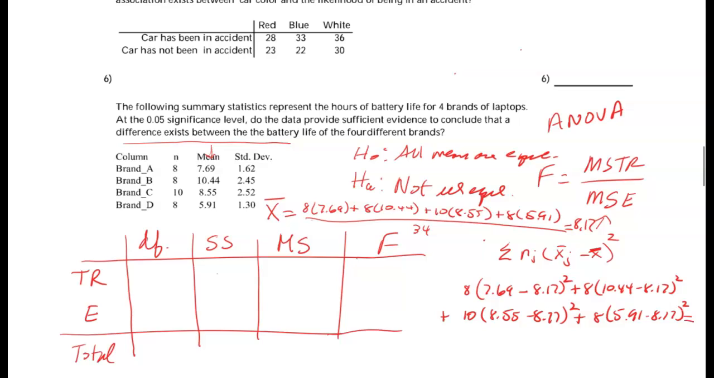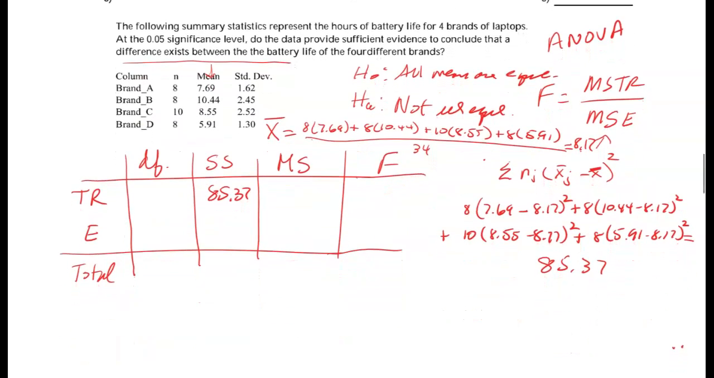And then 8 times 5.91 minus 8.17, squared. So let's go ahead and calculate that. You can hit pause, figure it out. I get 85.37. That is our SSTR. Actually, these are the only two that are hard to find. Once you get those, the rest of the chart fills in very easily.